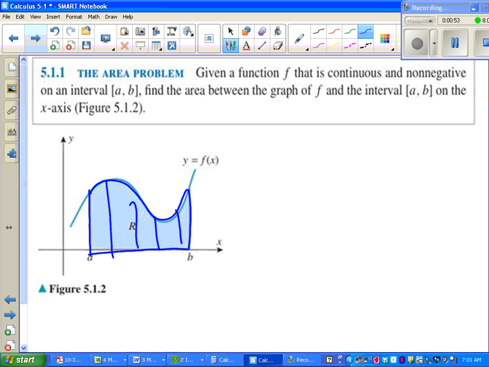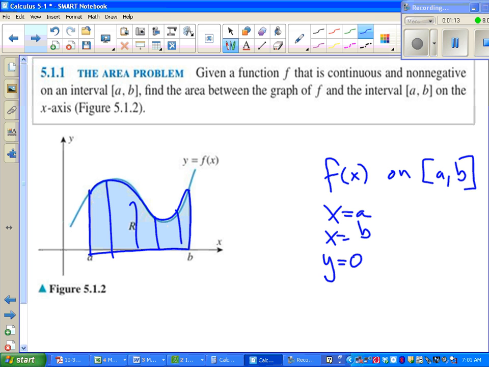So I might ask you to find the area of f of x on a to b. That means find the area that's bound by the curve, x equals a, x equals b, and the x-axis, or y equals 0. That's what it means to be the area.